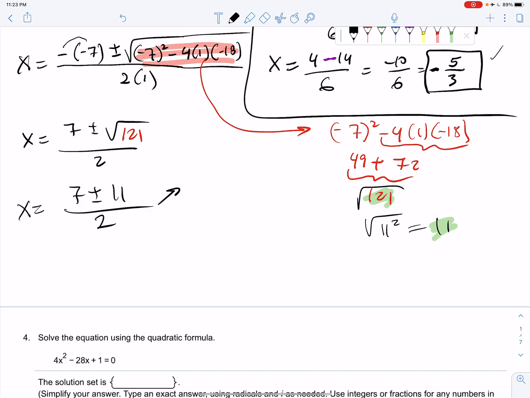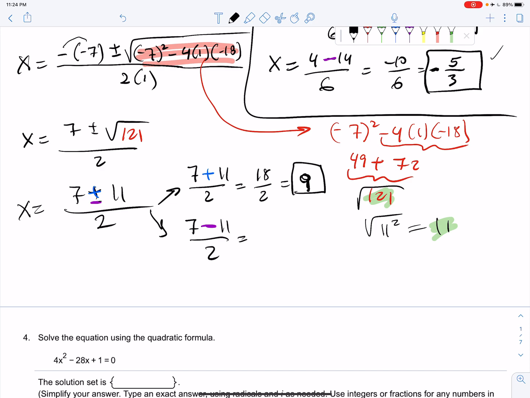We should have 2 solutions, right? We should be getting 7 plus 11 over 2. Which, that 7 plus 11 is what? 18 over 2, which is 9. So 9 is one of my solutions. And then the other answer is going to be by using this subtraction symbol. And so we've got 7 minus 11 over 2. 7 minus 11 is negative 4 over 2, which gives me negative 2. So I get 2 answers, a 9 and negative 2.